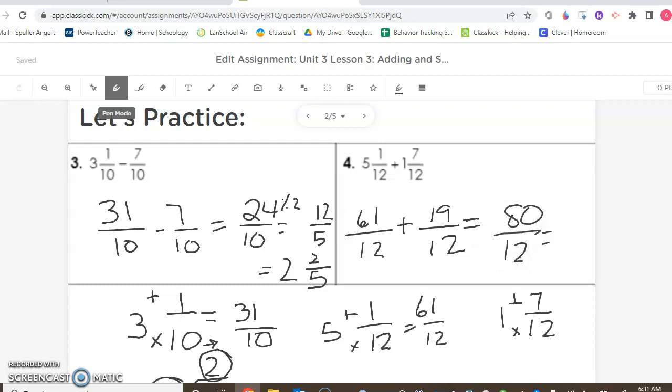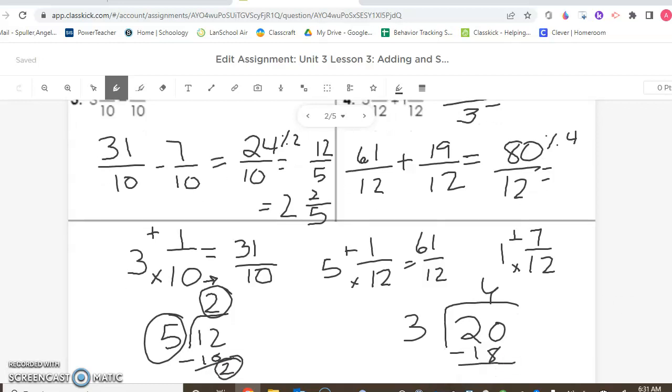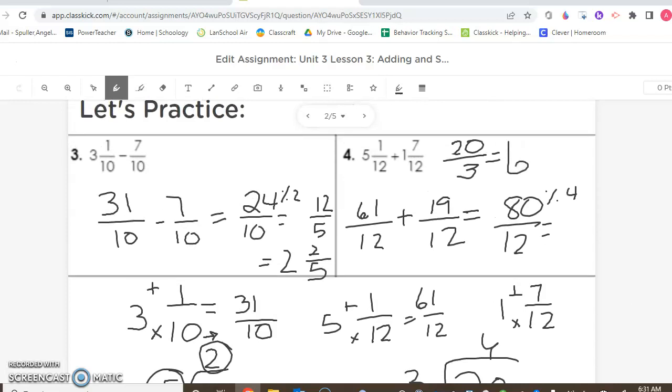I'm going to simplify it by dividing 4 out of each one. So 4 goes into 80 20 times, and it goes into 12 3 times. And then I can easily say 20 divided by 3. Well, I know 3 times 6 is 18, and that would give me 2 left over. So remember, 6's the whole number because it's the number on top. The denominator stays the same, and 2 pieces left over.